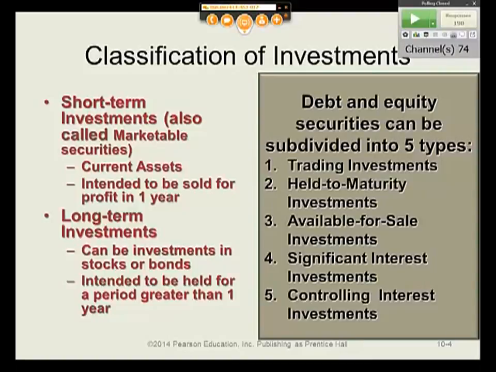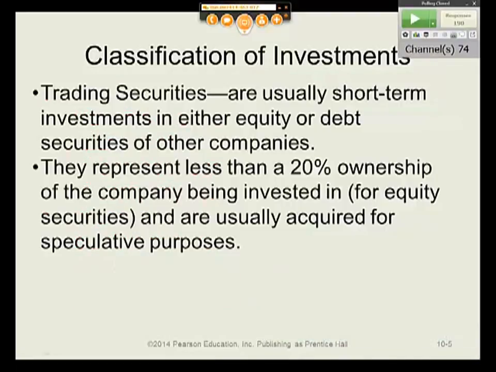And then number 5, once you go over 50%, you control the company and you will have to consolidate. So we're going to get into the details of all of those types of investments. So let's start, starting off slowly. We'll get into the actual accounting throughout the learning objectives.